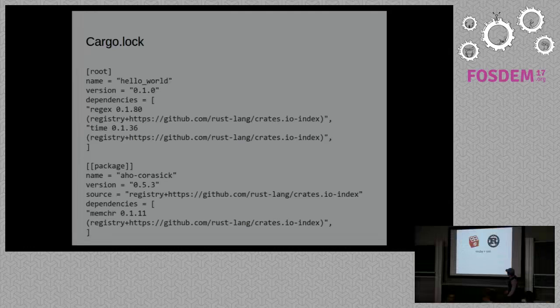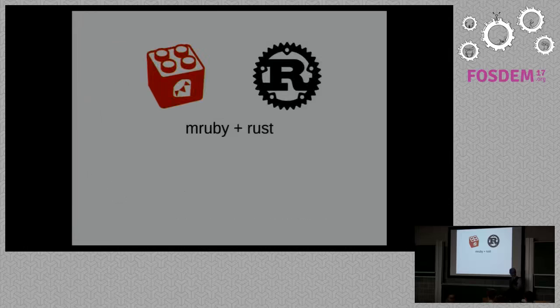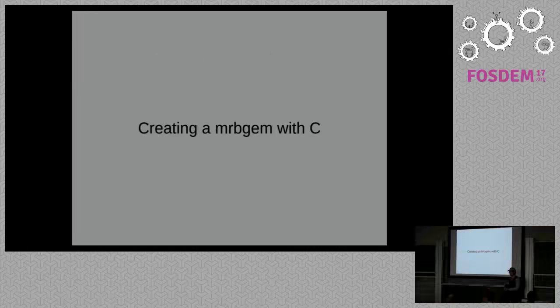So with that knowledge, how do we combine this mruby ecosystem and technology with all these nice things that Rust brings to the table for writing systems-level programming things? I think in order to appreciate some of what's happening, we have to look at what it looks like to write an mruby gem in C, just the default path.